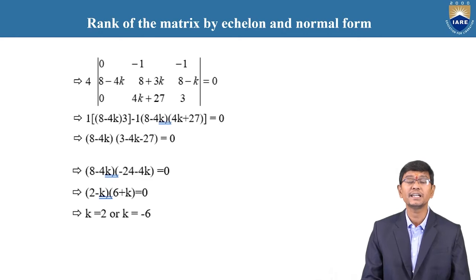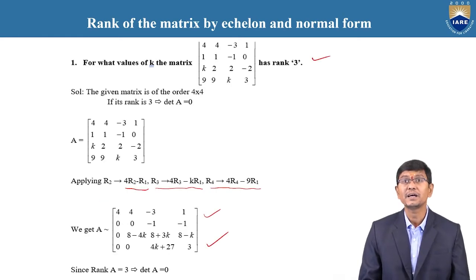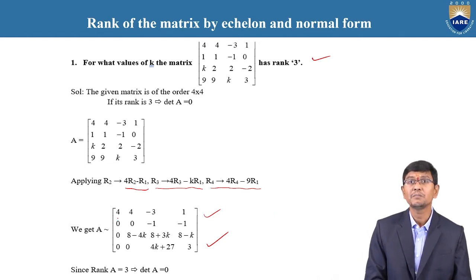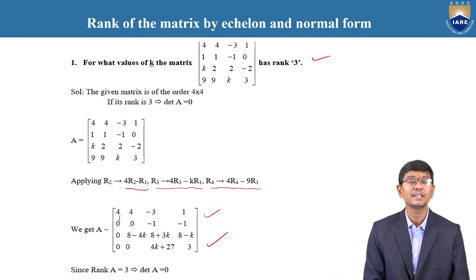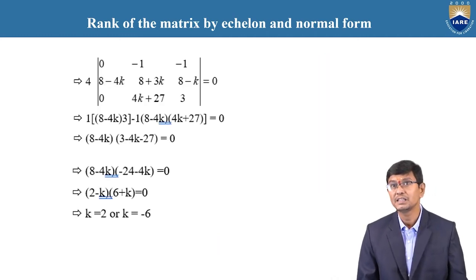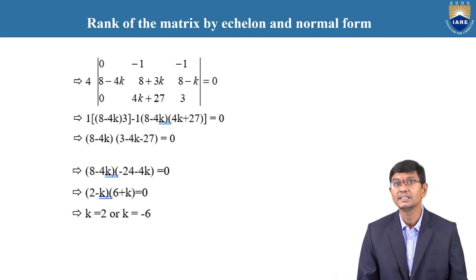In this matrix, the first column has all elements 0 except the first entry. When we find the determinant, after deleting that row and column, we obtain 4 times the determinant of 0 -1 1; 8-4k 8+3k 8-k; 0 4k+27 3, which is equal to 0.